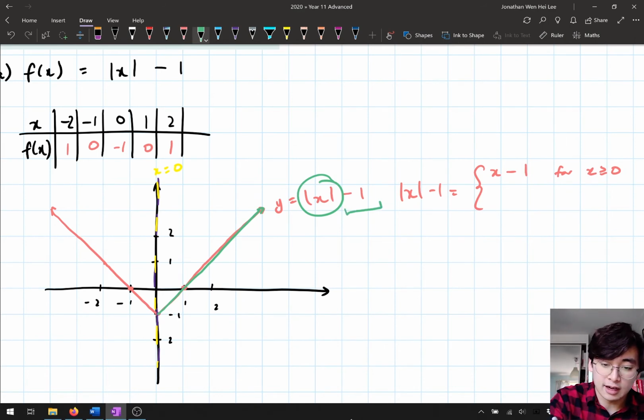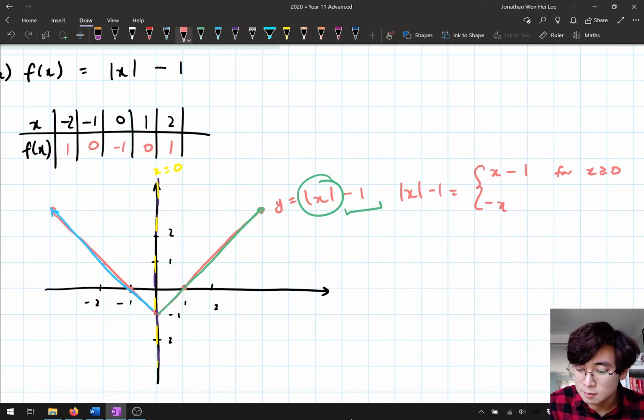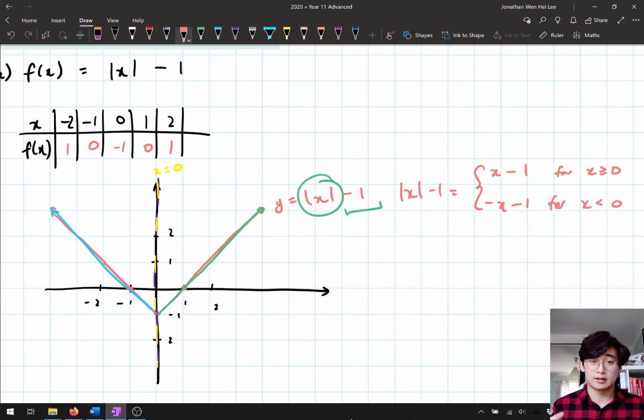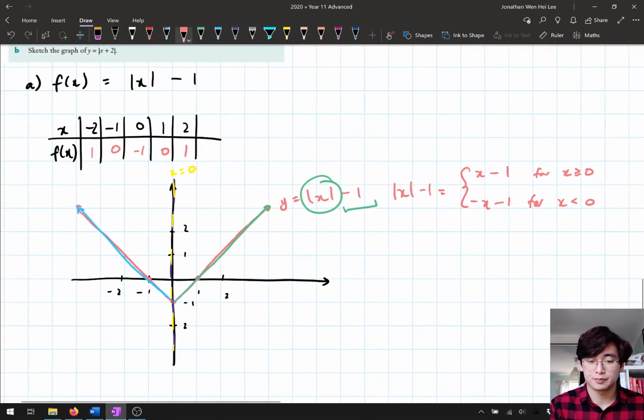On the left-hand side though, the absolute value is going to take the negative value of everything inside my absolute value. So instead of x, it's going to be -x minus 1 for x is less than 0. Okay, so that's that second side there. So those are my two branches for this equation over here.